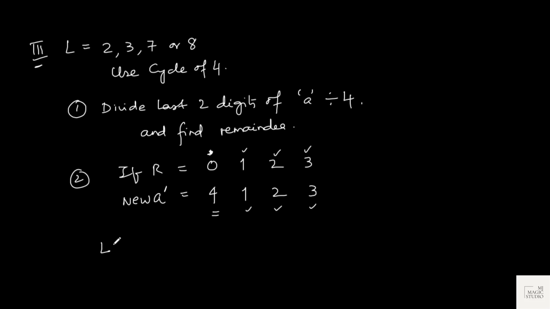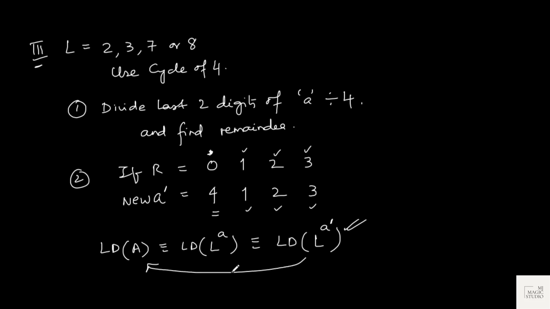Thus, we can say that the last digit of L to the power A is nothing but the last digit of L to the power A dash. This is our final objective. If we can calculate this, it will be the same as the last digit of the given expression.